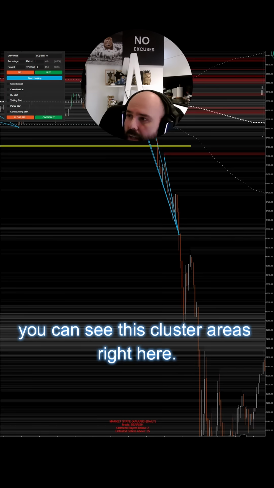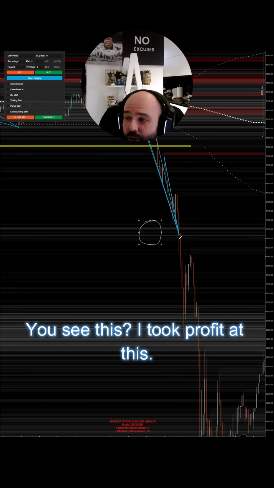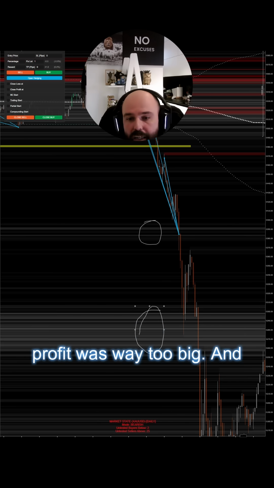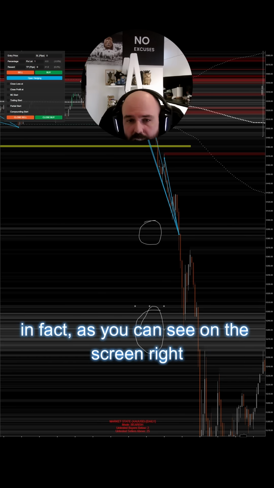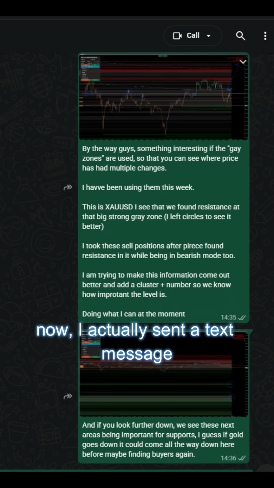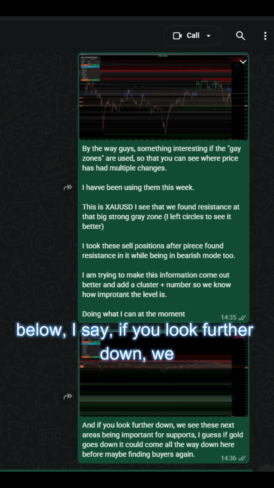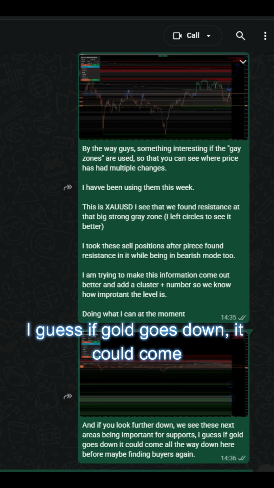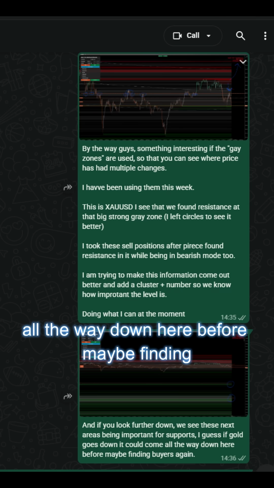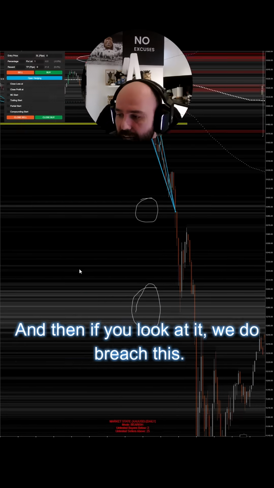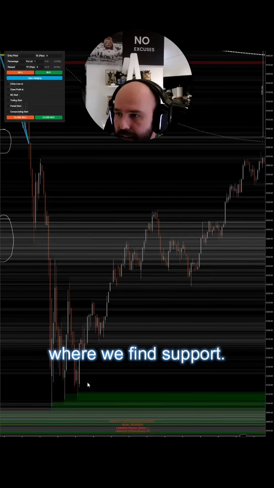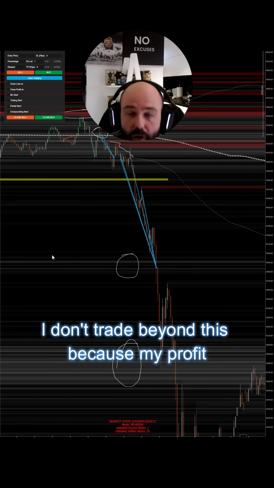Now, you can see these clustered gray areas right here. You see this? I took profit at this. Initially, I wanted to go down here, but my profit was way too big. And in fact, as you can see on the screen right now, I actually sent a text message to my WhatsApp group. If you look at the second message below, I say, if you look further down, we see these next areas being important for supports. I guess if gold goes down, it could come all the way down here before maybe finding buyers again. And then if you look at it, we do breach this level, we come to the next one, and that's where we find support. I don't trade beyond this because my profit was phenomenal.